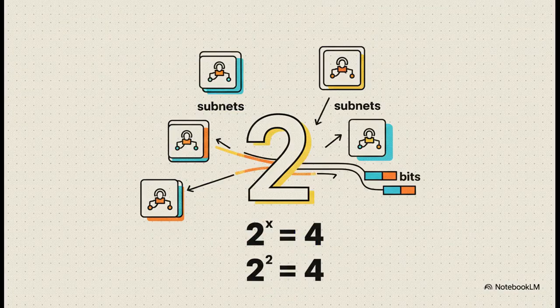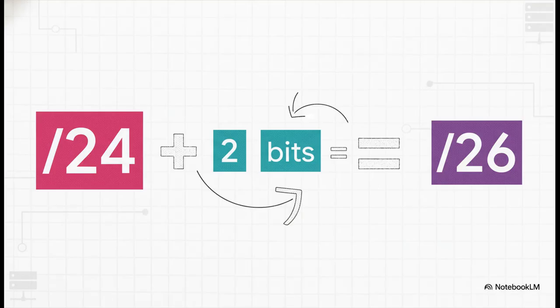Okay, so for our problem, we need 4 subnets, right? So we need to solve 2 to the power of what equals 4? Well, that's easy. 2 times 2 is 4, so x has to be 2. That means we need to borrow exactly 2 bits from the host portion. See? Not so bad.